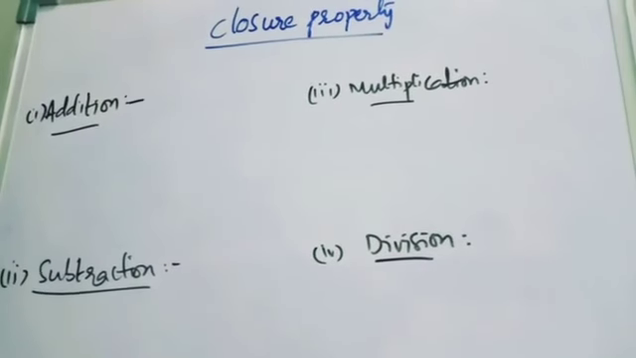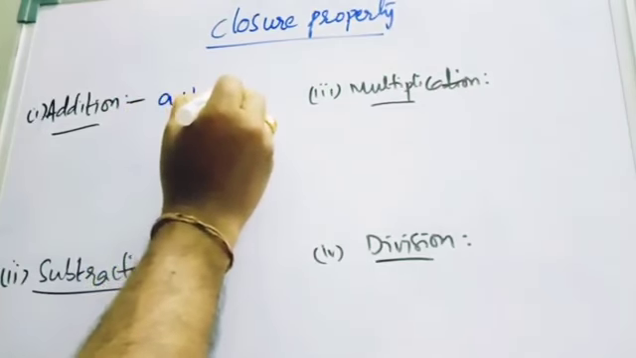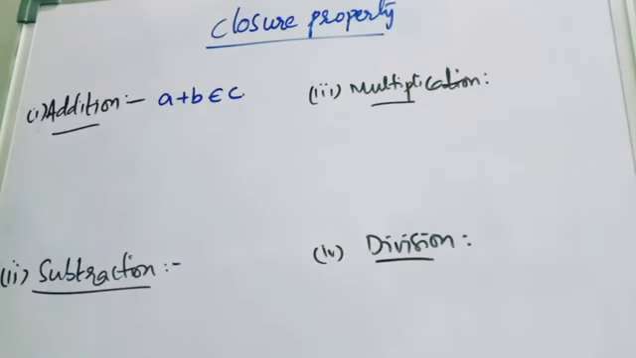Next, now I will explain the properties of integers. The first one is the closure property. Next we can see closure property under addition. Closure property states that the addition of two integers is always an integer. Here a, b, c are any integers from the integer set.